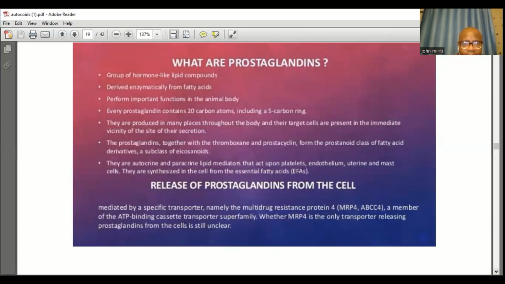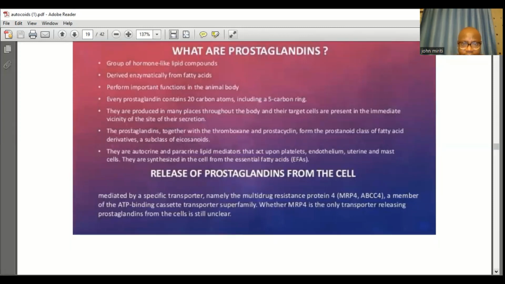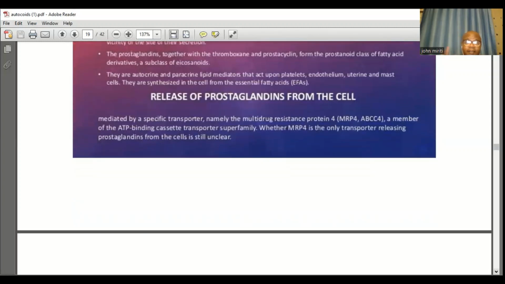The release of prostaglandins from the cell is mediated by a specific transporter, namely multidrug resistance protein 4, MRP4, a member of the ATP-binding cassette transporter family, where MRP4 is the transporter that releases prostaglandin from the cells. Remember again, prostaglandins are also produced from the endothelium, from the intrinsic pathway of inflammation, or the intrinsic pathway of coagulation.